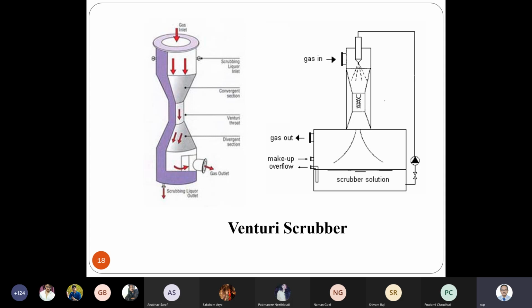Another thing we can note here is that in this case the contact is co-current. Gas and liquid contact is co-current, so obviously we will not get the benefit of multi-stage contact, which we generally get in counter-current contact. Multi-stage benefit is always possible in counter-current contact, but in co-current we will not get the benefit.